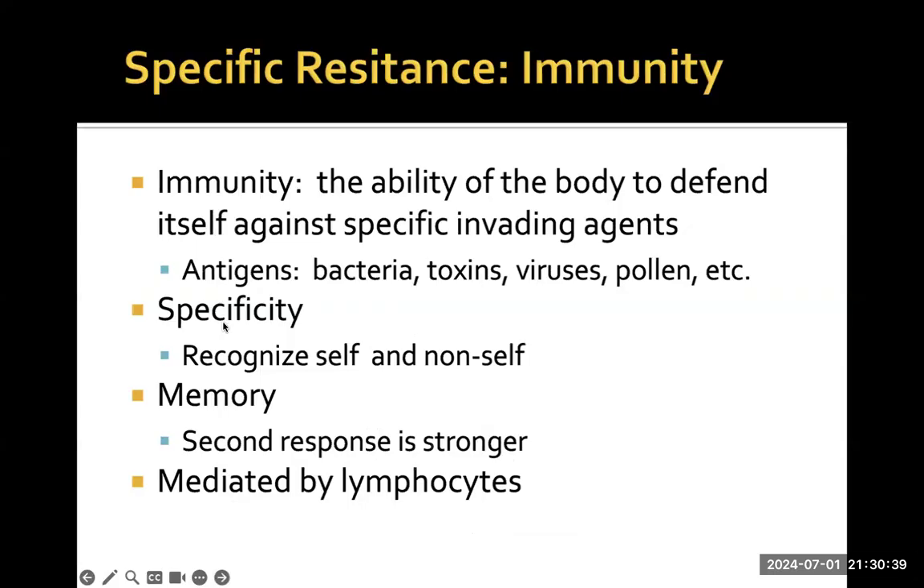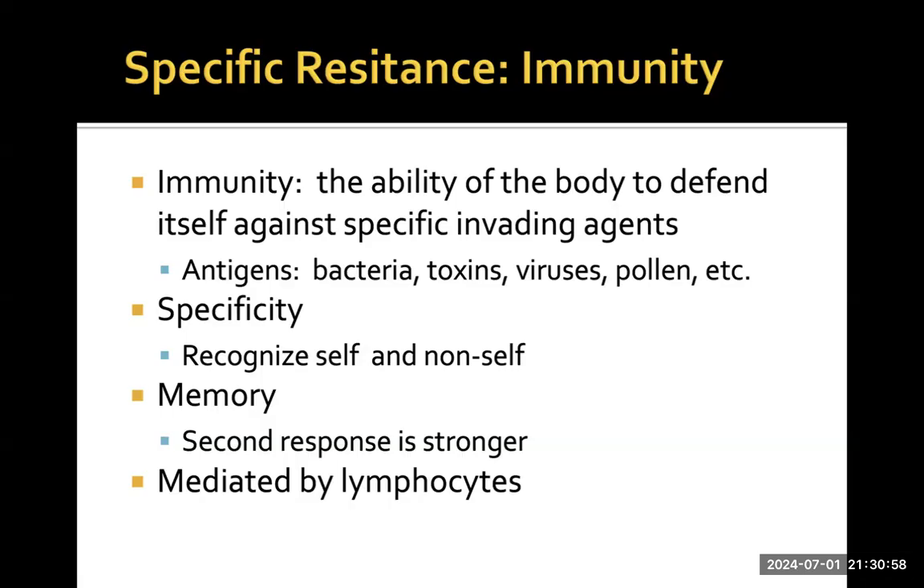Specificity is the ability of the body to recognize self from non-self cells. That's a great thing because when your body recognizes, oh, this is of my own body and I shouldn't kill it, it allows it to continue to function. When your body recognizes, oh, this is not supposed to be here, it will kill it.